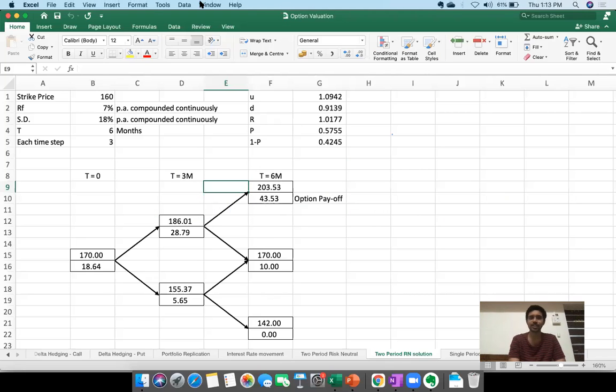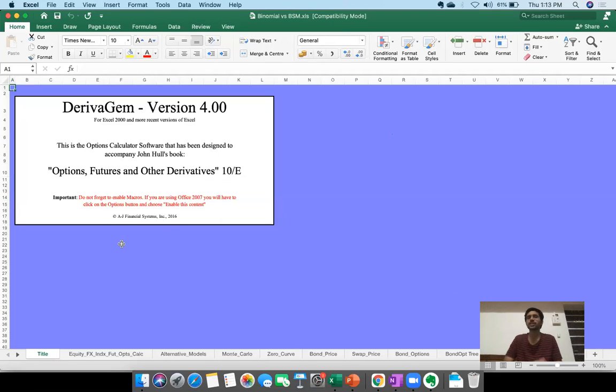So I've brought the Excel sheet in front of you on the screen. This is basically the DerivaGem software, which is available on the official website of John C. Hull. John C. Hull is a famous author for derivatives, and this DerivaGem software is available as part of his website. I will give you the website as part of the description below, so you can download it and probably play around with it as well.